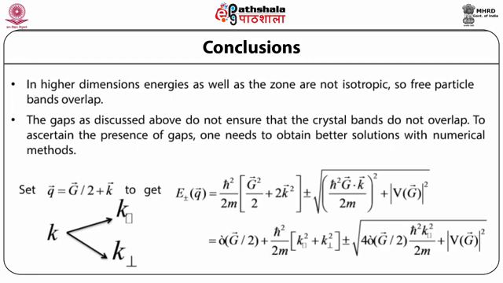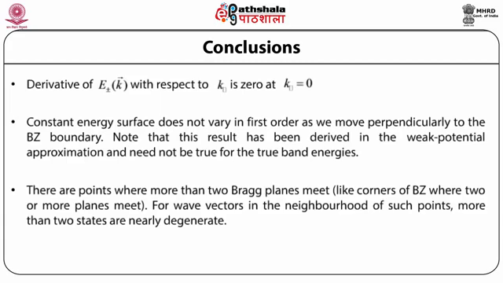So in the next expression, after what I have said, you can see that we can now resolve the K vector in components parallel and perpendicular to G. Now note that the derivative of the two eigenvalues E plus minus with respect to K parallel is 0 at K parallel equal to 0, which corresponds to points on the Brillouin zone boundary. This implies that the constant energy surface does not vary in first order as we move perpendicular to the Brillouin zone boundary. Note that this result has been derived in the weak potential approximation and need not be true for the true band energies.